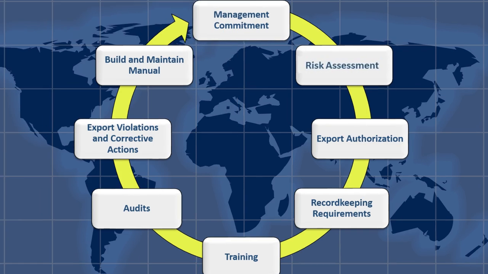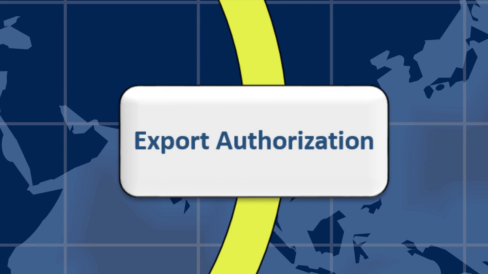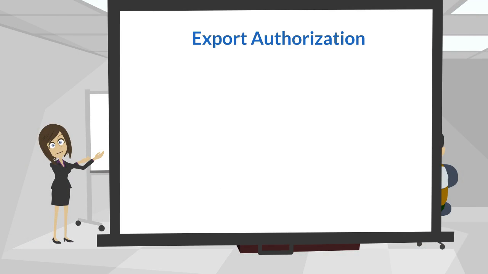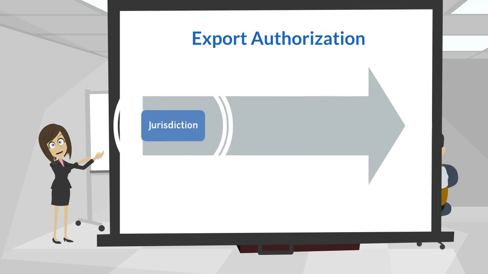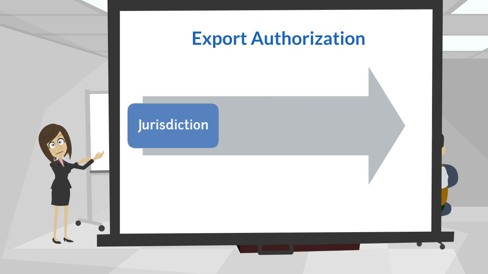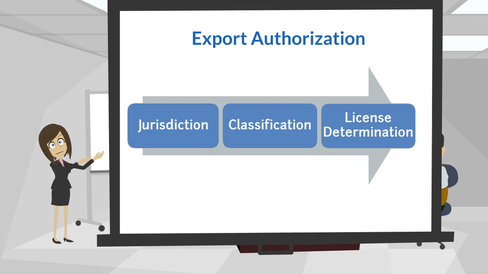The third element is export authorization. Understanding and implementing element 3 is critically important to export compliance. It involves determining agency jurisdiction, item classification, making license determinations, and developing customer screening procedures.